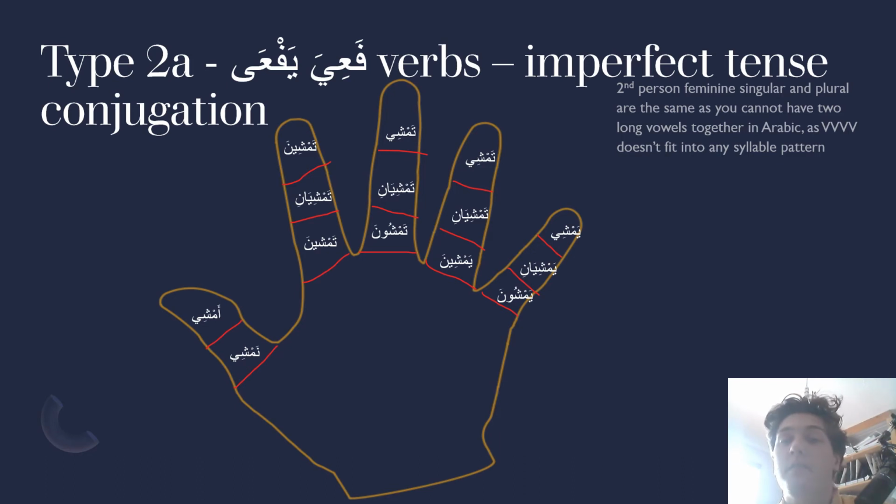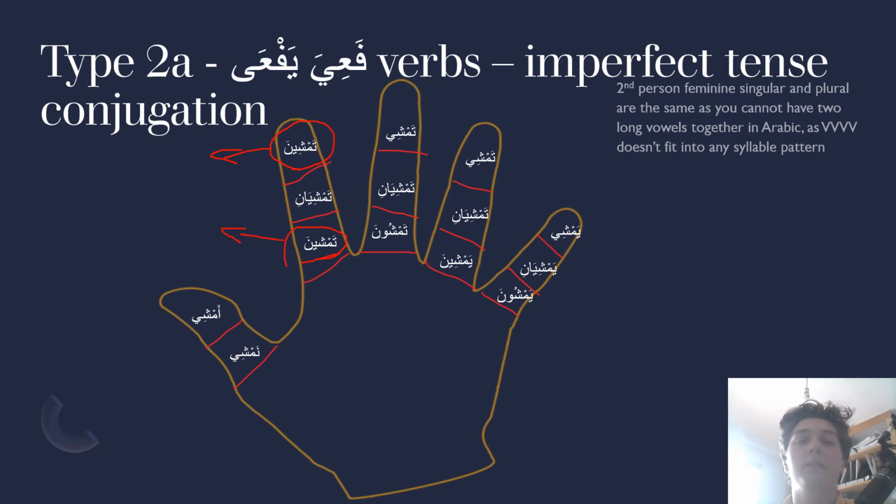The second person feminine singular forms are the same, as you cannot have two long vowels together in Arabic. So VV does not fit into any syllable pattern. What I mean is that this form and this form are the same. Think of kataba again: this would be taktubina, and this would be taktubna.